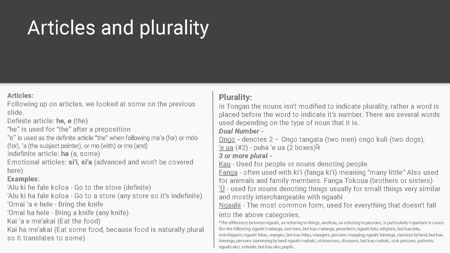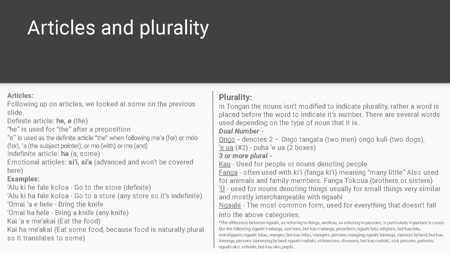And looking at plurality, in Tongan, nouns don't use an S at the end of them to indicate their plurality. Instead, a word is placed before to indicate its number. There are several words used depending on the type of noun that it is. So we have ongo for two, ongo tangata, two men, ongo kuli, two dogs. We have eua, puha eua, which is literally boxes two, or two boxes.